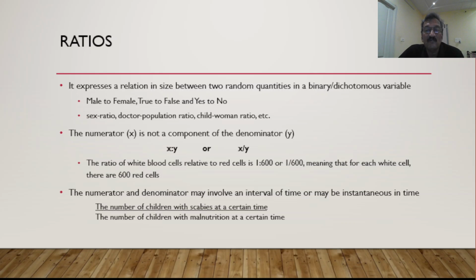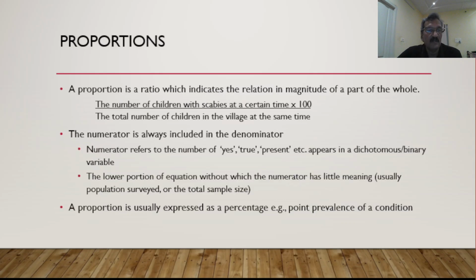The only thing is, in that one example which I gave, doctor population ratio, doctors are part of the population, but when you generally talk about it, the number of doctors is very less. So the distinction doesn't exactly matter very much.